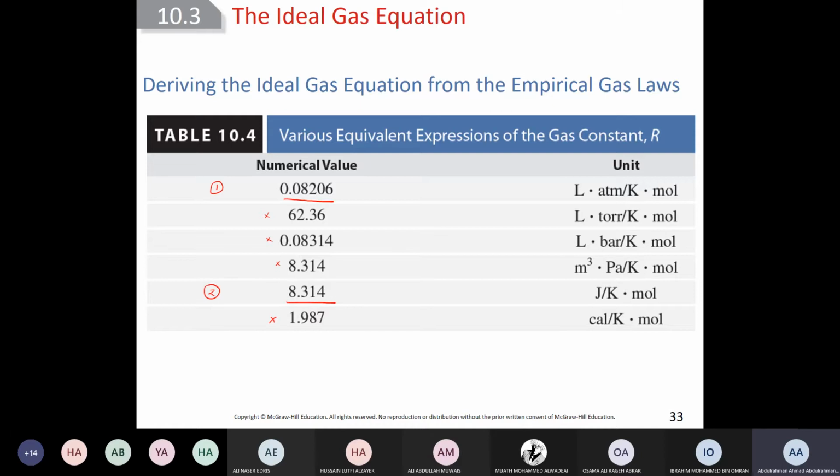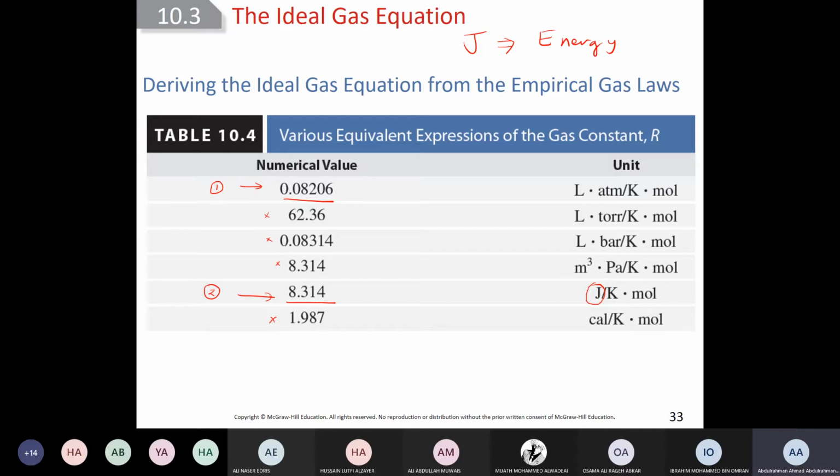Number 1, we already dealt with it. Now, number 2, why is it important? It is the same R. What's the difference between this one and number 2? What's the unit? Joule over Kelvin times mole. What do we use joule for? For energy. So we're going to use this R, not this R, when we deal with energy. Clear? But these are all equal.